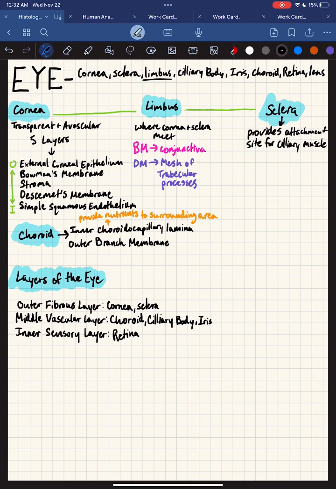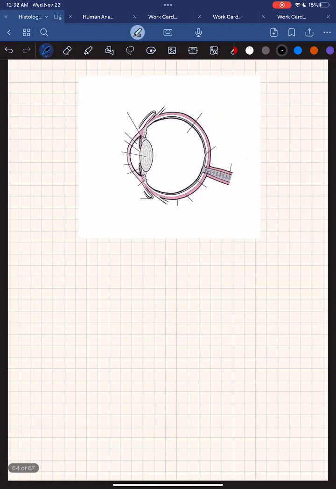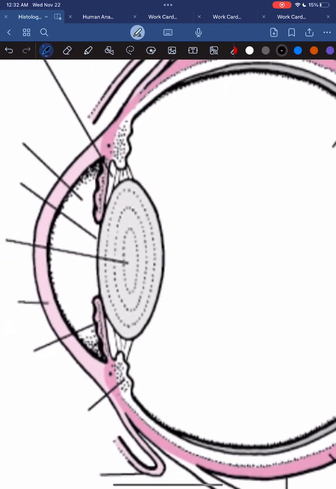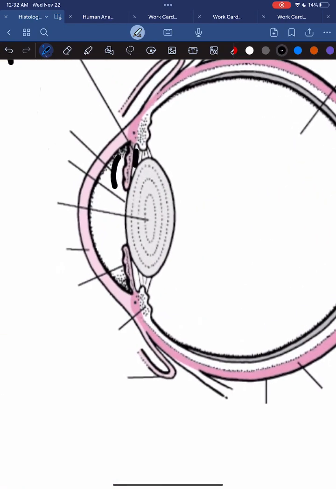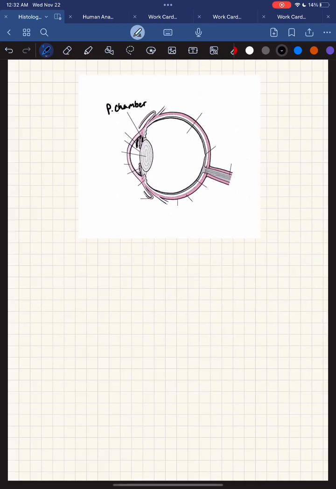Let's actually go ahead and take a look at the anatomy of the eye. So this tiny little chamber right here, that is going to be the posterior chamber. So we're going to abbreviate that as P chamber. While this portion is going to be the anterior chamber.